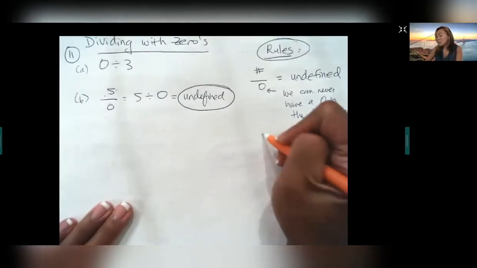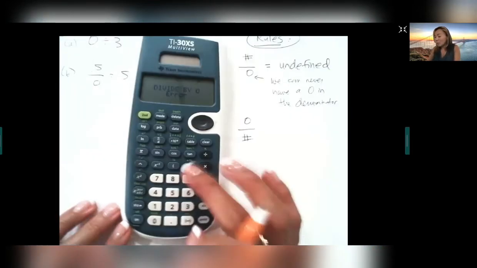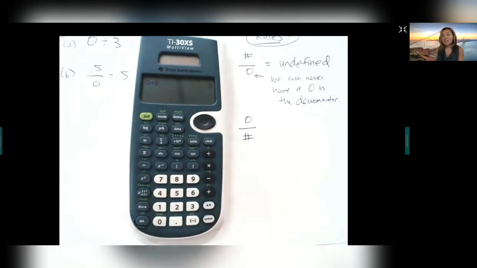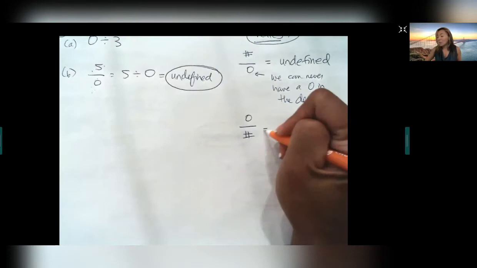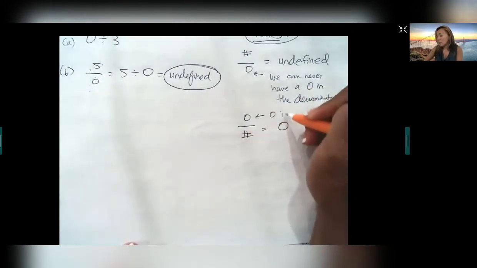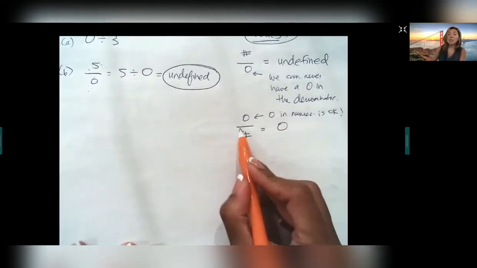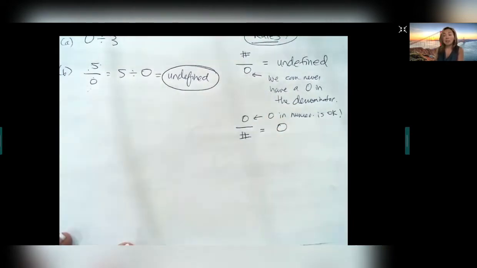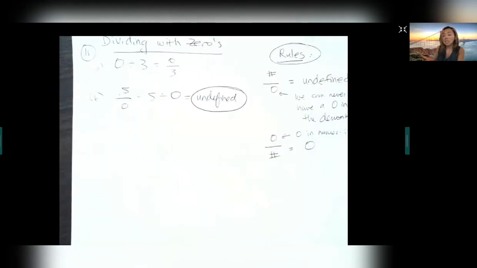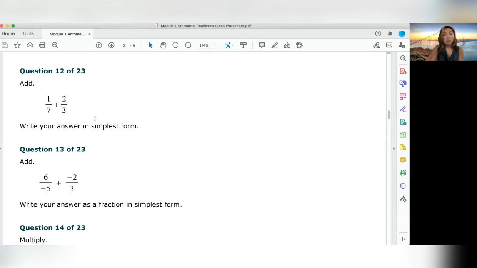So what happens if there's a 0 in the numerator? 0 divided by any number. If you put that into your calculator, say 0 divided by 8, you're just going to get a 0. So 0 divided by any number is just going to give you 0. 0 in the numerator is okay. It's okay to have a 0 in the numerator, but you just cannot have a 0 in the denominator. So here, 0 divided by 3, another way of writing that is as a fraction, and the answer is just 0.